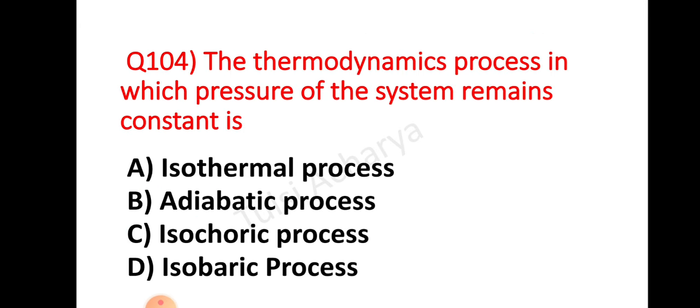Now let's move to question number 104. The thermodynamic process in which pressure of the system remains constant is called, such process is called isobaric. Pressure of the system remains constant is called isobaric. Volume remains constant is called isochoric.